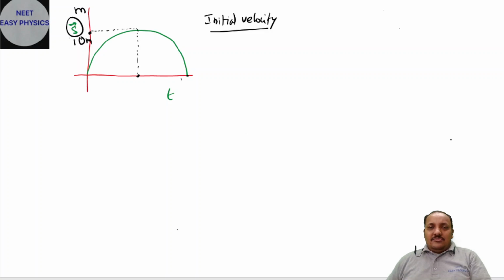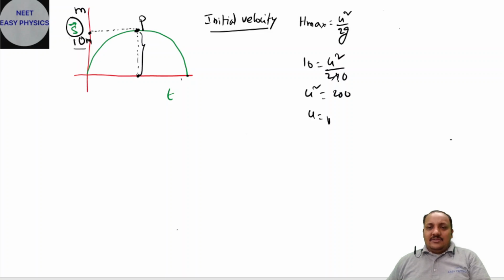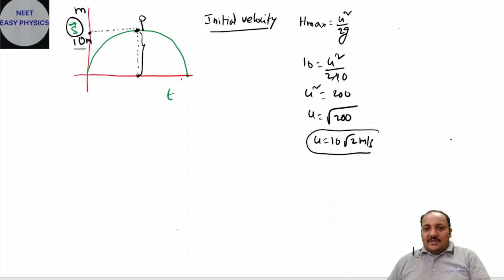So whenever they give this value, this point is going to represent the maximum height. What is the maximum height formula? It's h maximum equal to u square by 2g. Now, what is the maximum height they gave? 10 meters. Therefore, 10 is equal to u square by 2 into 10. From this you will get u square is equal to 200. So u is equal to root 200, that is going to be 10 root 2 meter per second. This is the initial velocity of that vertically projected body.